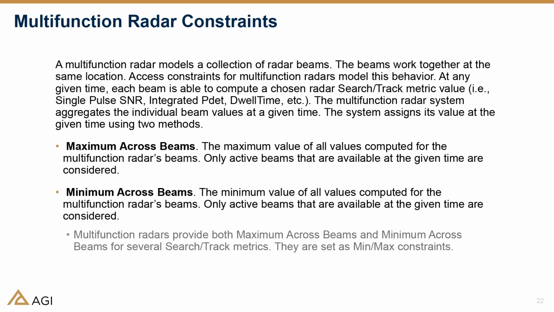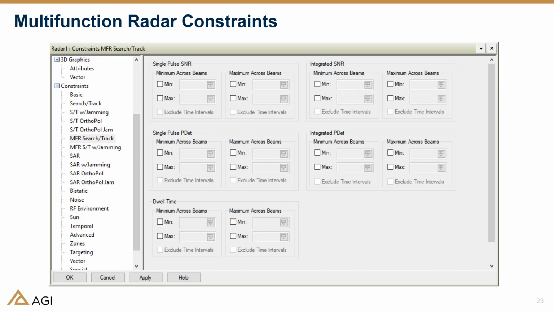They are set as the min-max constraints that you have in the regular STK menus. For example, if we look on screen, this is what we see for a multifunction radar constraint. You can see here that we have the ability to set things like the single pulse SNR, single pulse PDET, integrated PDET, most of the things that you would see with a traditional single or dual channel radar.